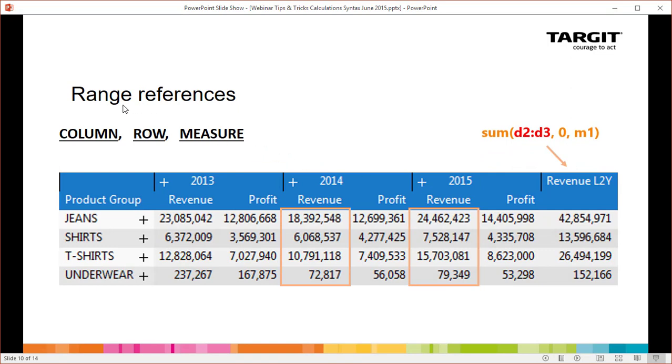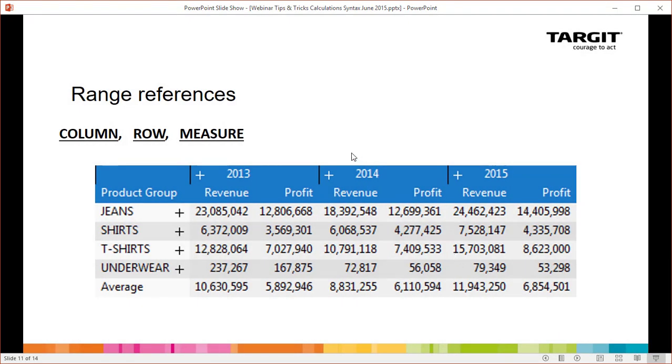Then we got something called range references. Now you see it here, use a colon. So going from my second column to my third column, from 2014 to 2015, look up your M1 measure. So we're looking at revenue. So it's those 2 highlighted blocks of cells that we're looking at. And my row reference is just looking at the current row. So I'm actually just adding those 2 revenue numbers for each of my rows to put into this calculated column here.